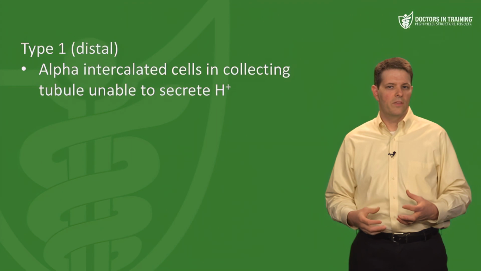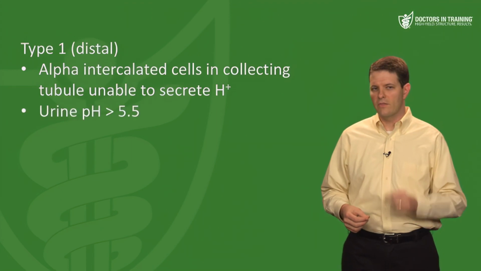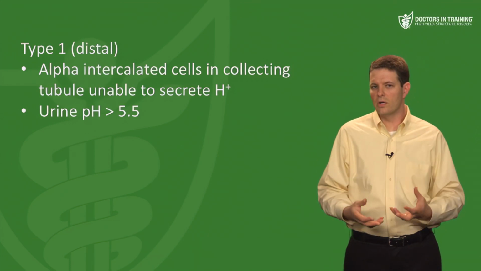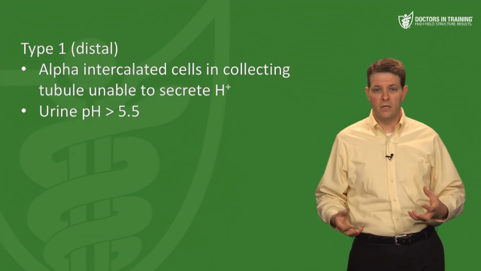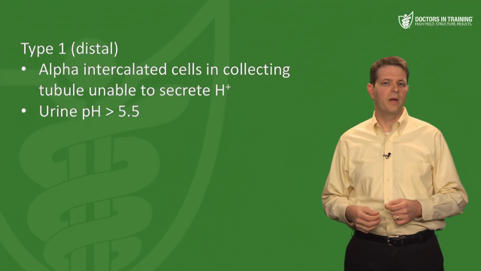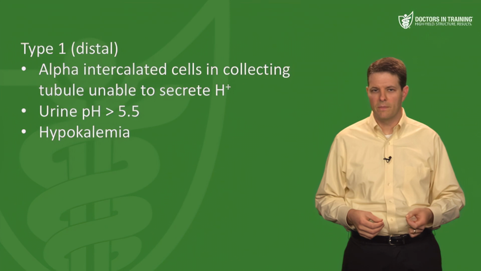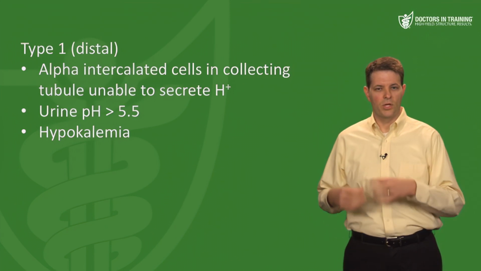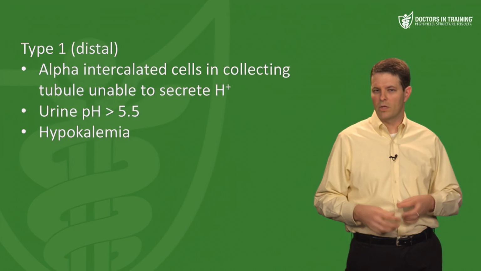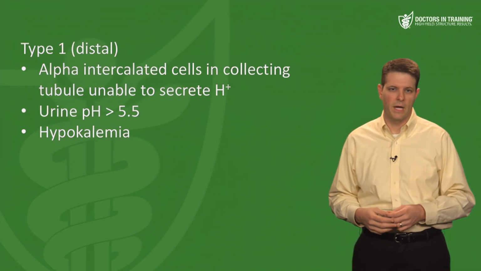So the main thing to know with this one is that the urine pH is greater than 5.5. If you're not able to secrete hydrogen ions, the urine is going to become more alkaline and the urine pH is going to be high. So that's a big clue. Then the other clue is that these patients have hypokalemia. So if you have a metabolic acidosis where the urine pH is greater than 5.5 and it's associated with some hypokalemia, you may be dealing with type 1 RTA.